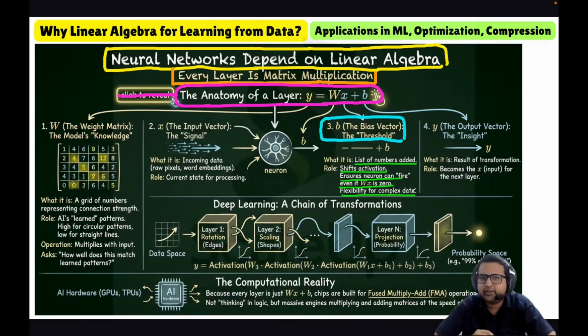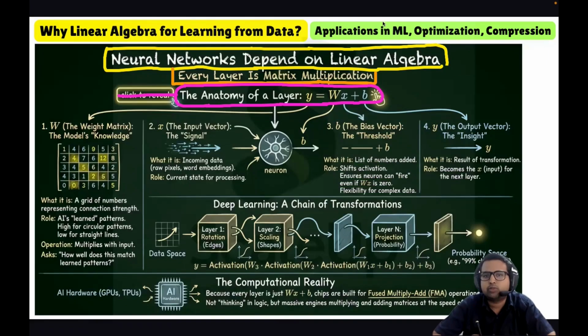So in this equation, y equals Wx plus b. b is the bias vector, a list of numbers which are added to the result of the multiplication of W with x. The bias vector ensures the neuron can fire something even if the product Wx is 0, and it provides the flexibility needed to fit complex data.